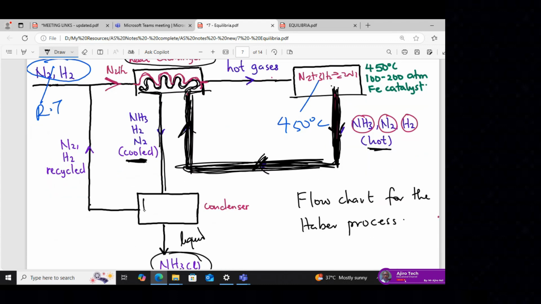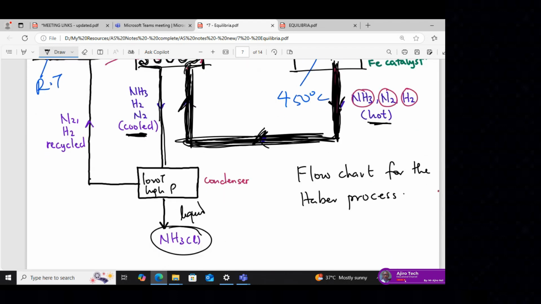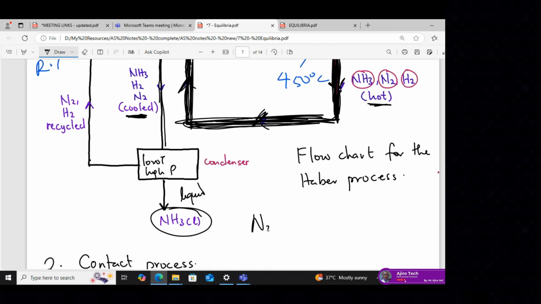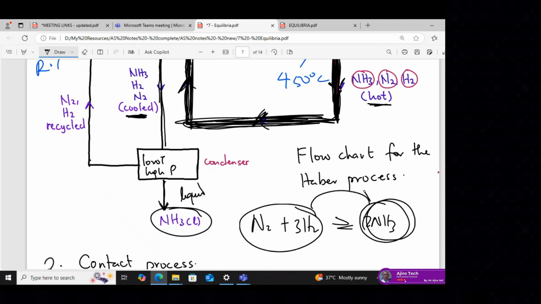We now apply very low temperature here and high pressure. Ammonia will liquefy. We turn it to liquid. What does this mean? Look at the equation. When you remove ammonia, what are you doing? You are decreasing the concentration of ammonia. What happens? The nitrogen and hydrogen will react and go back to ammonia again. Do you agree? Remove the ammonia again, you are decreasing the concentration of ammonia in the mixture. Then the system will produce ammonia again.